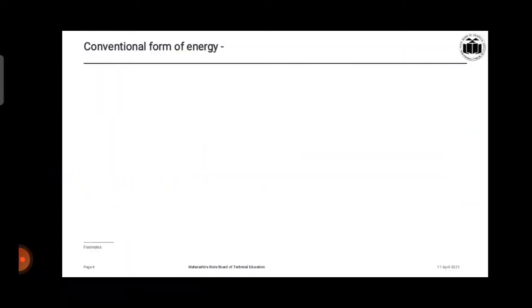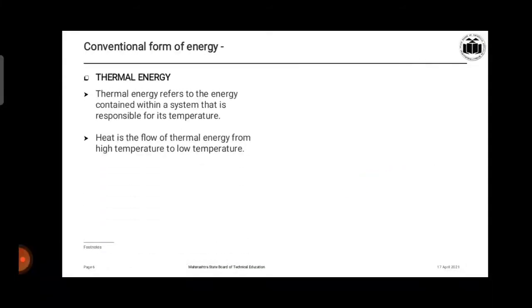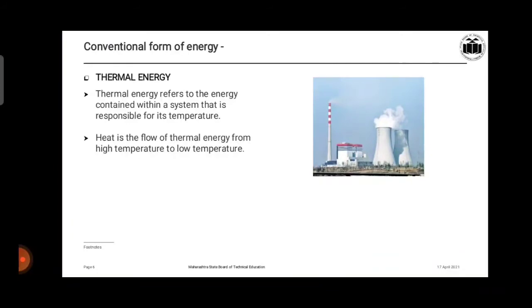Now the conventional forms of energy. At first, thermal energy. Thermal energy refers to energy contained within a system that is responsible for its temperature. Heat is the flow of thermal energy from high temperature to low temperature.